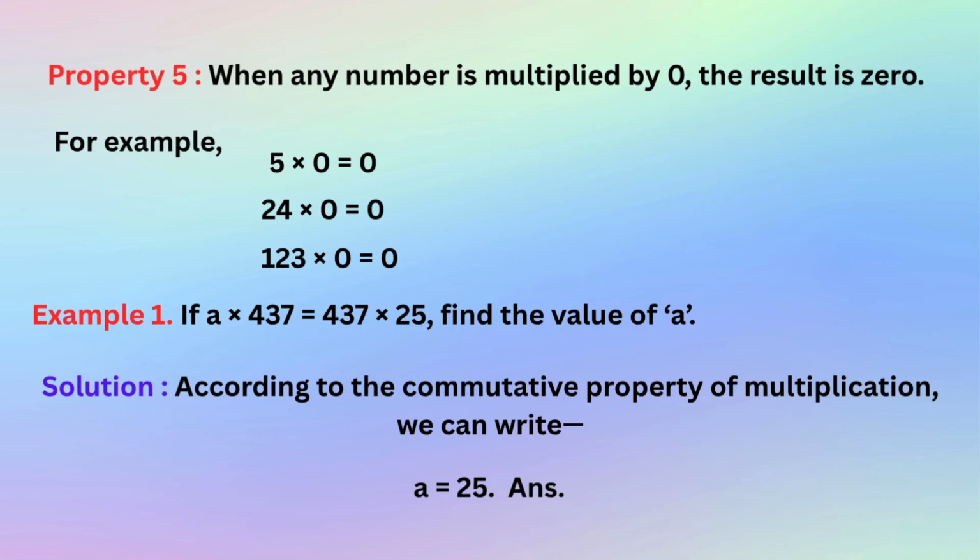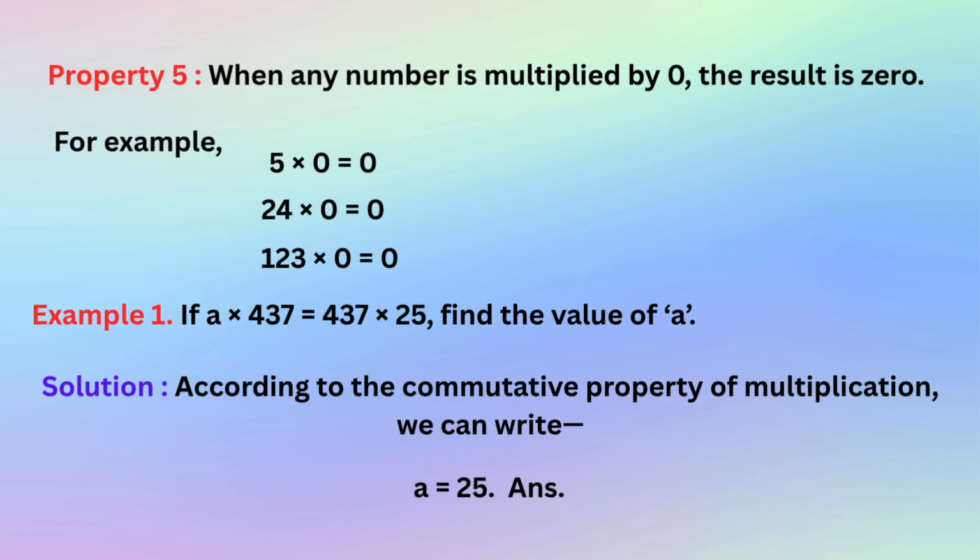Property 5. When any number is multiplied by 0, the result is 0. For example, 5 times 0 equals 0. 24 times 0 equals 0. 123 times 0 equals 0.